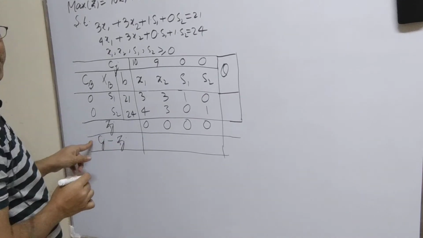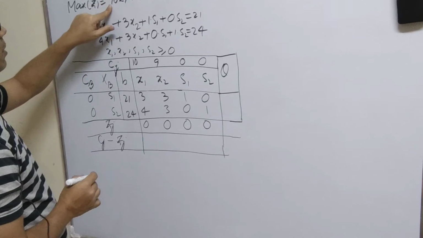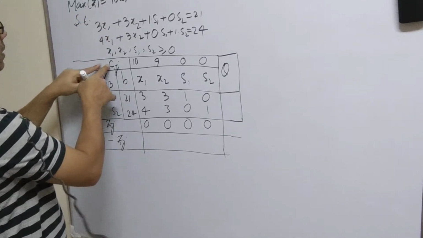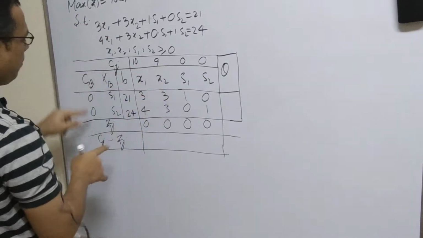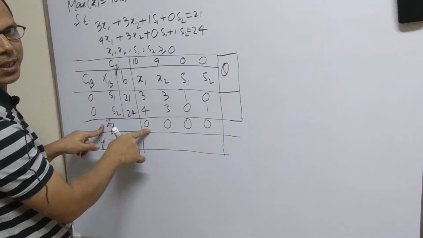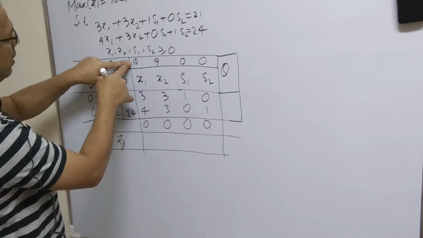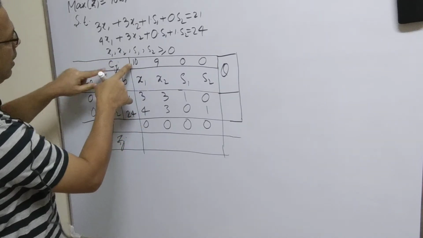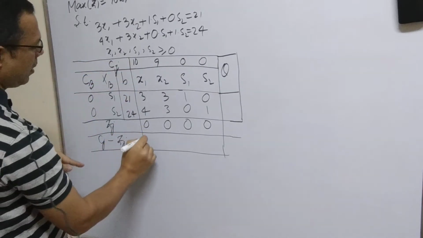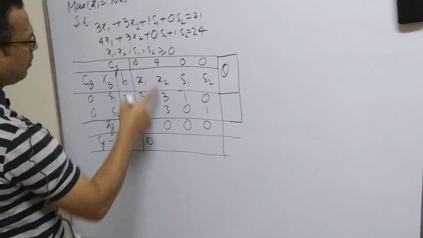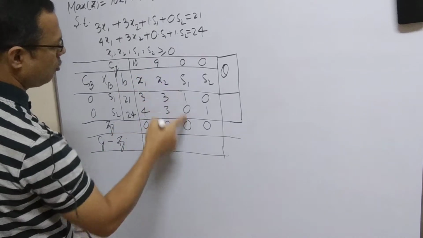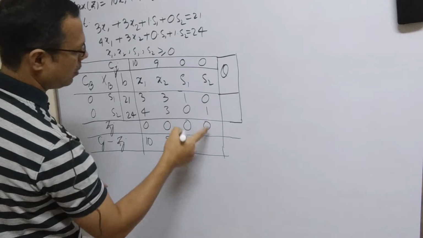What is Cj minus Zj? Cj is the coefficient of the objective function. We have already written Cj here as 10, 9, 0, 0, and Zj we have already found in this table. Now we have Cj and Zj. Just go to the respective values and subtract. Cj is 10, Zj is 0, so 10 minus 0 is 10, 9 minus 0 is 9, 0 minus 0 is 0, 0 minus 0 is 0.